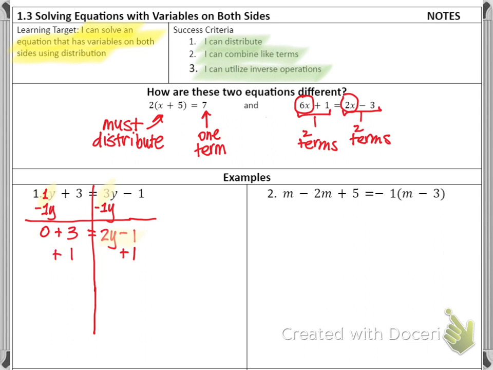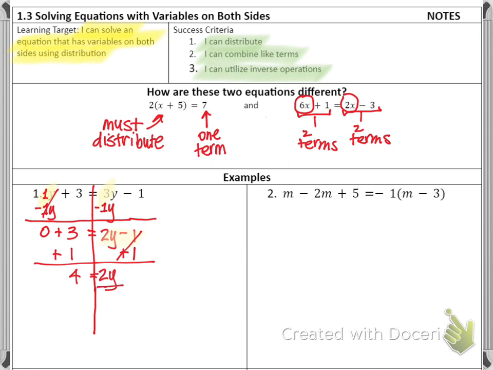This means that when I do my addition here, and I like to cross it out as I'm done, negative 1 plus 1 is 0. So they are gone. That is my goal, to get y by itself. Now I have 2y, and it equals 3 plus 1 is 4. Last step, divide by my coefficient to get 1y.